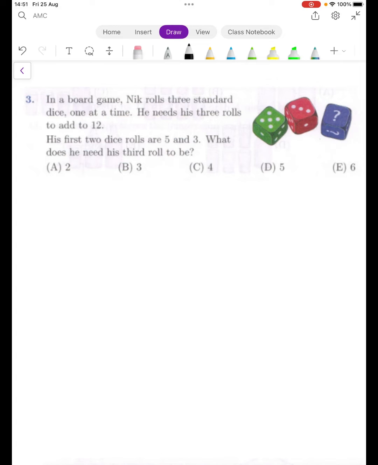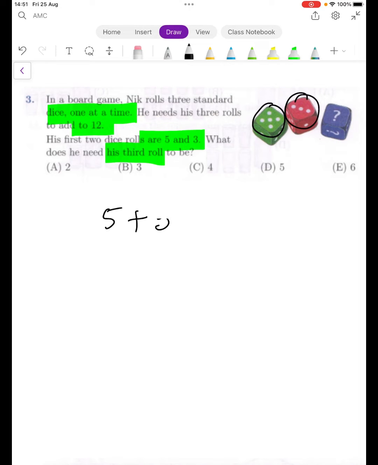All right. Now this question, the same question appeared in middle primary as well. Let's read the question. In a board game, Nick rolls 3 standard dice, 1 at a time. So he has 3 dice which he rolls. He needs his 3 rolls to add up to 12. So all the numbers that are shown on the top of the die should add up to 12. His first 2 dice rolls are 5 and 3. What does he need on the 3rd roll to be? Now this, you can see this is 5. The second dice has 3. Now on this one, on the 3rd dice, what number do we need to make it a total of 12?